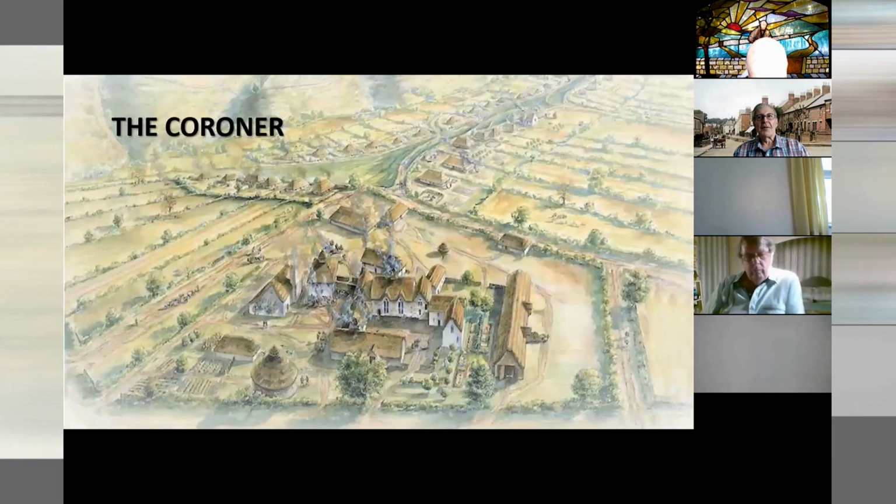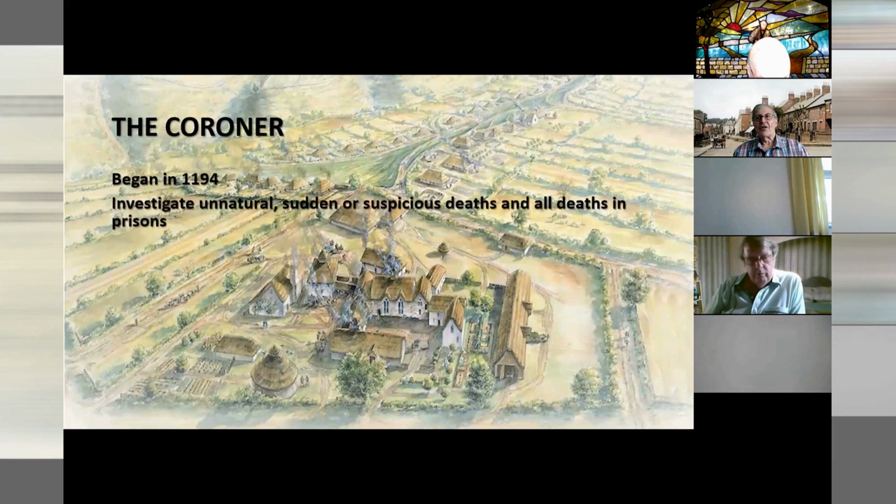Coroner's records. Coroner's inquests began in 1194, and they investigated unnatural, sudden or suspicious deaths and all deaths in prisons. That has not altered. That's still the role of a coroner today. Before 1929, inquests were always with a jury. They don't need to be today.